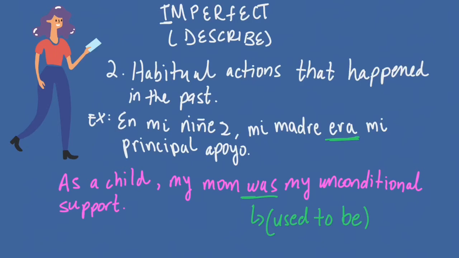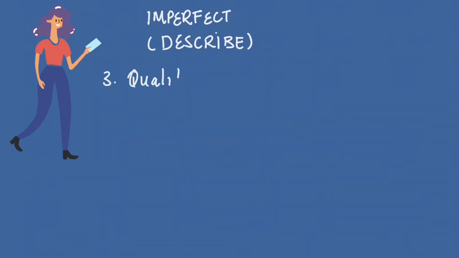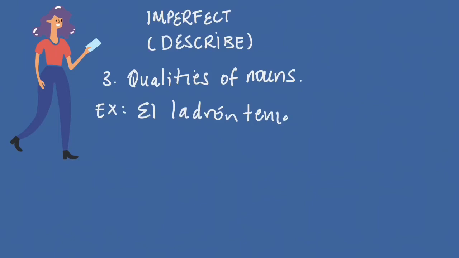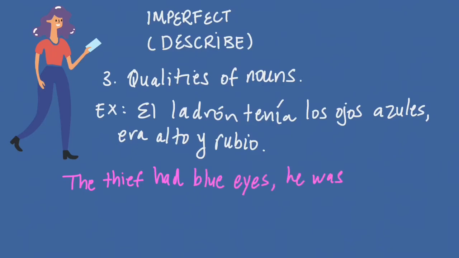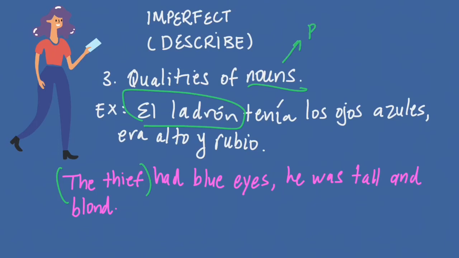and that makes it a habitual action. And third, we use the imperfect as well to describe qualities of nouns in the past. So, for example, el ladrón tenía los ojos azules, era alto y rubio. In English, the thief had blue eyes, he was tall and blonde. So notice that my noun is el ladrón. A noun could be a person or an object.